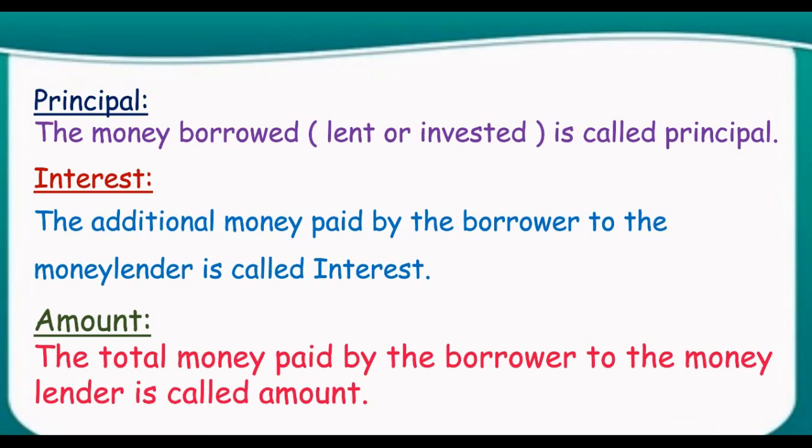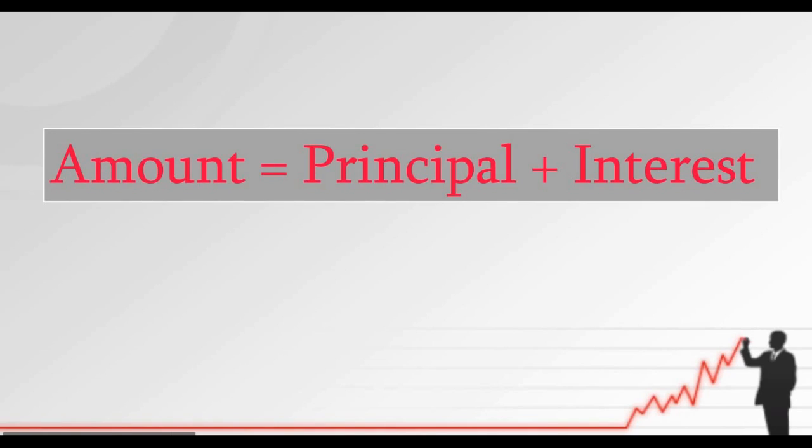Then what is amount? Amount is the total money paid by the borrower to the money lender. It is called amount. Amount is the sum of principal and the extra amount interest. So, we can find amount using the formula amount is equal to principal plus interest.